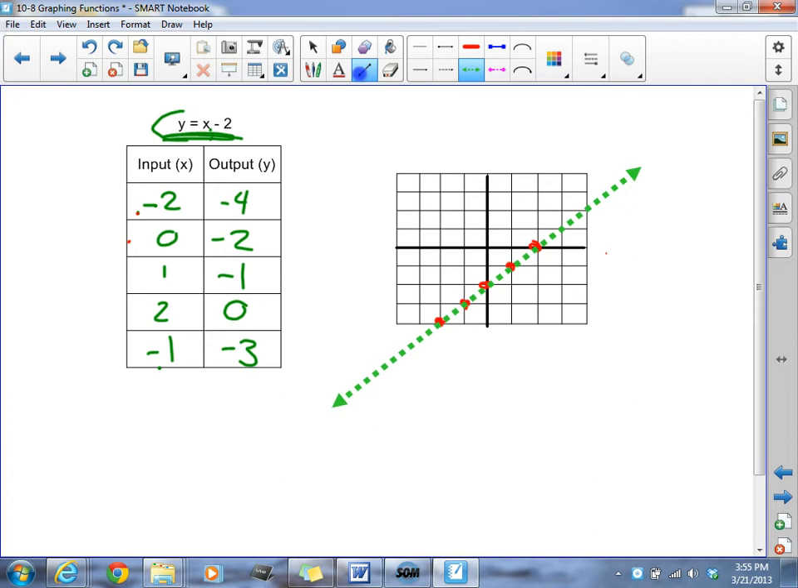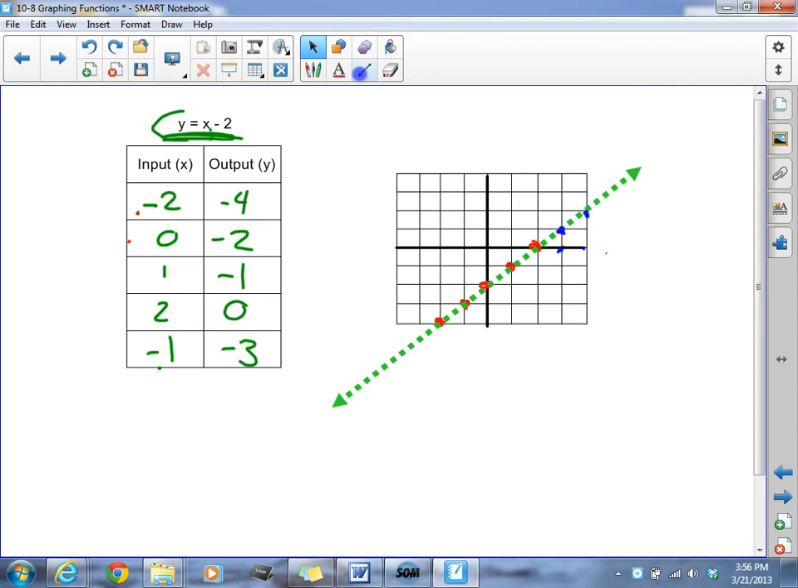The other interesting thing is, I can automatically tell that if my x value were 3, my y value would be positive 1. If my x value was 4, my y value would be 2. And so you can see, I can make a nice line all the way through my coordinate plane. All right, ladies and gentlemen, that is the point.